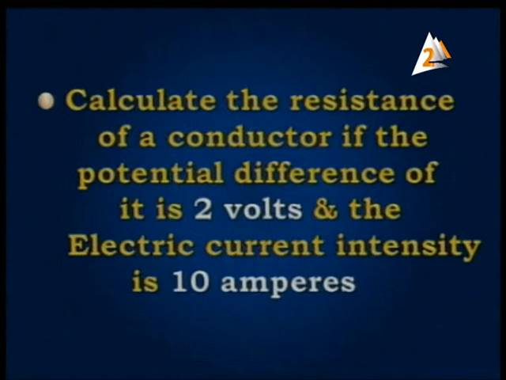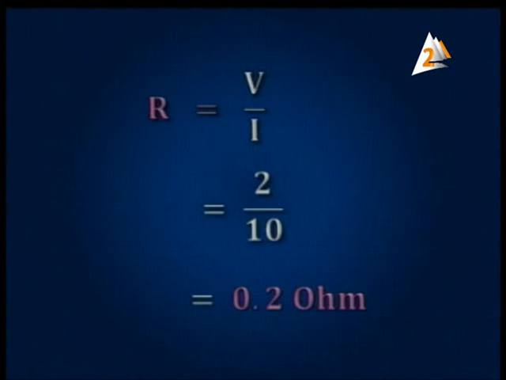So 10 volts, we have 10 ampere and 2 volts. I need to calculate the resistance. So it is very easy. The first one here, R equals V divided by I. 2 divided by 10 equals 0.2 ohm. This is the meaning of the problem.